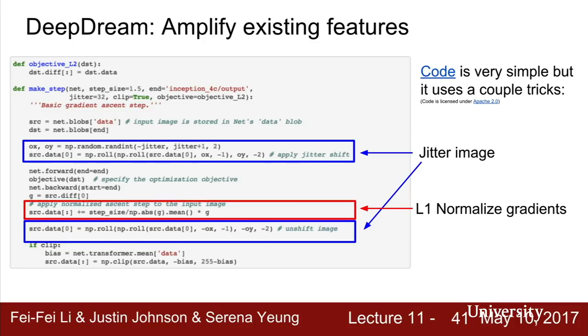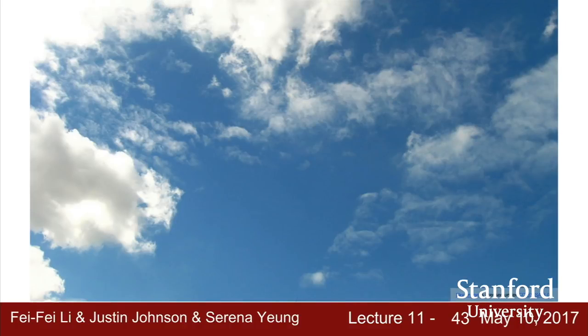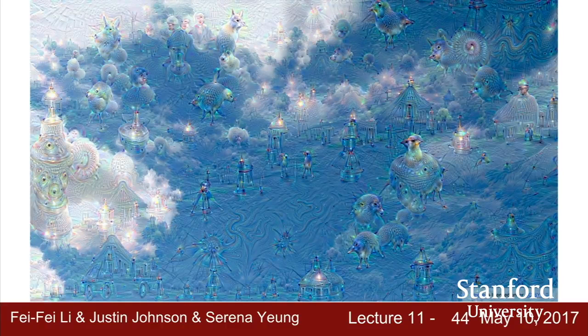You'll also see they use L1 normalization of the gradients. That's a useful trick sometimes when doing these image generation problems. You'll also see them clipping the pixel values once in a while. Again, we talked about how images should be between 0 and 255, so this is a kind of projected gradient descent where we project onto the space of actual valid images. But when we do all this, we might start with some image of a sky, and then we get really cool results like this.